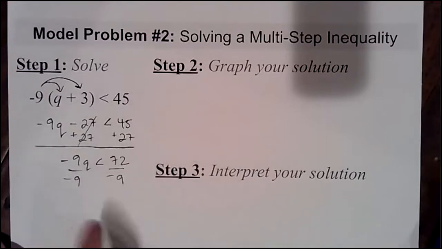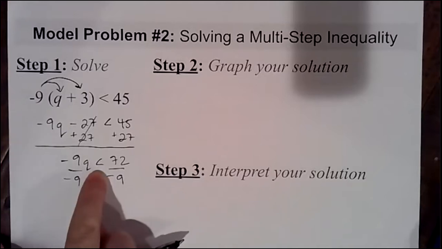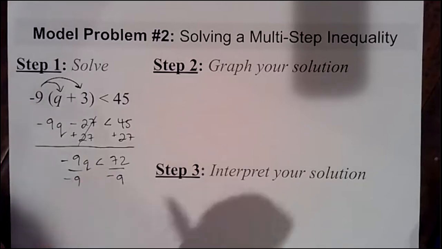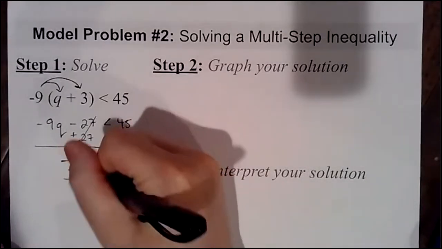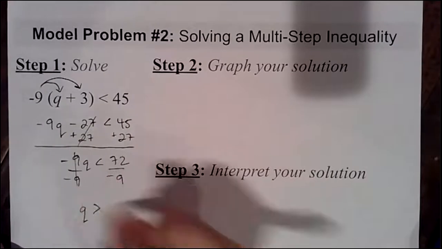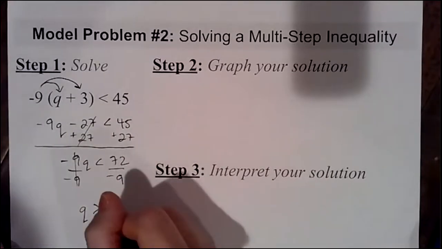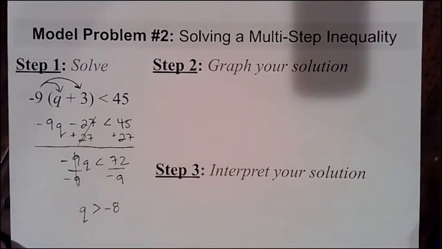I'm dividing by a negative. So when I divide or multiply by a negative, I have to flip this sign. It was less than, so now it's greater than, okay? These 9s cancel. I get q is greater than negative 8, okay?